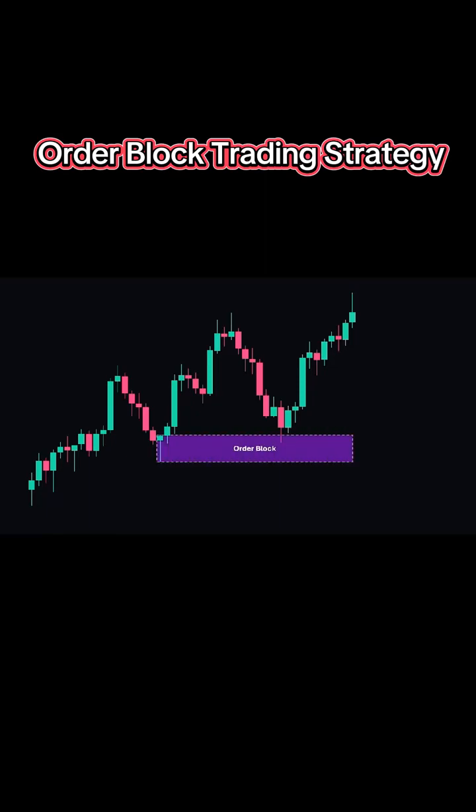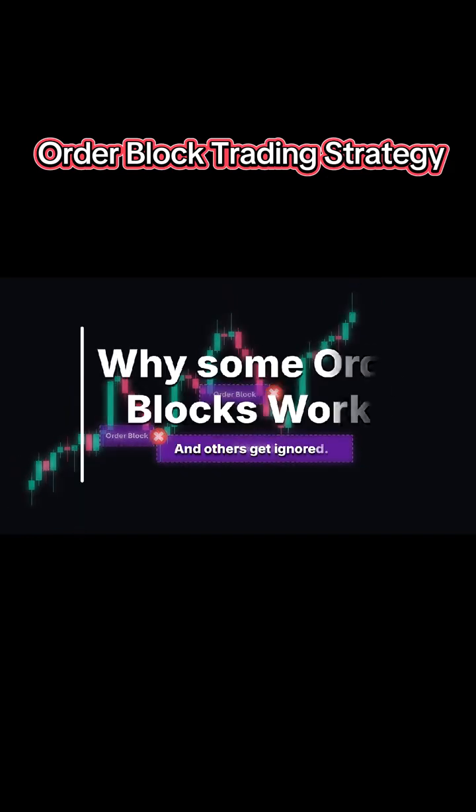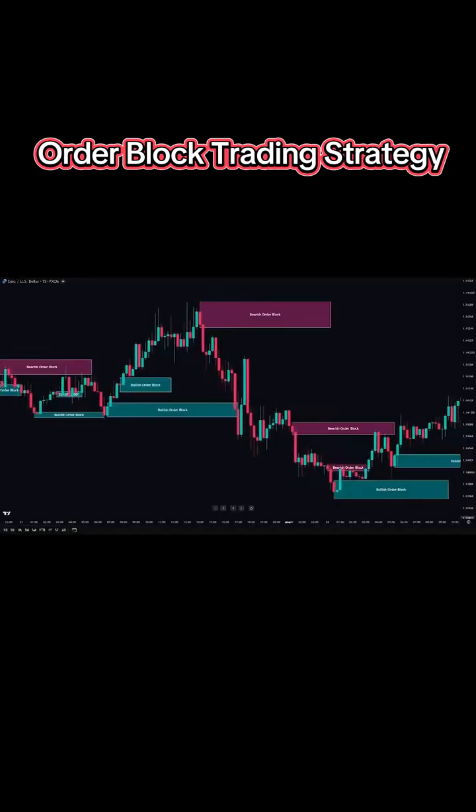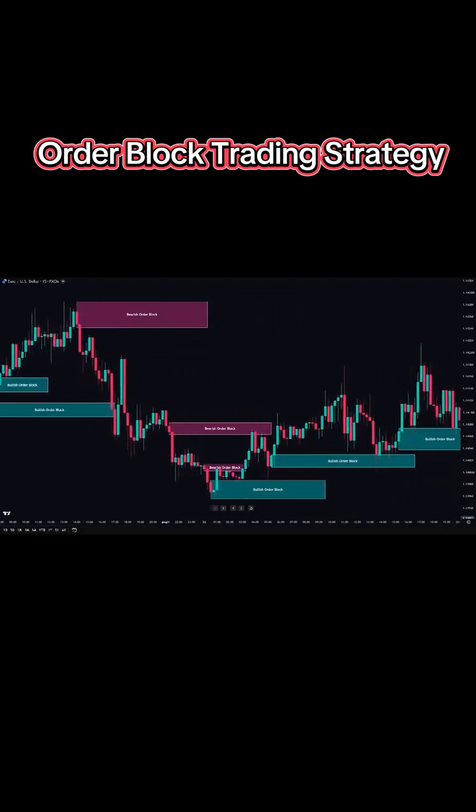Order blocks are refined supply and demand zones on the chart. However, if you're trading every order block you see, you'll probably lose money. So why do some order blocks work, while others get ignored by the market? To answer that question, we backtested more than 100 order blocks to discover what separates high-quality order blocks from low-quality ones.